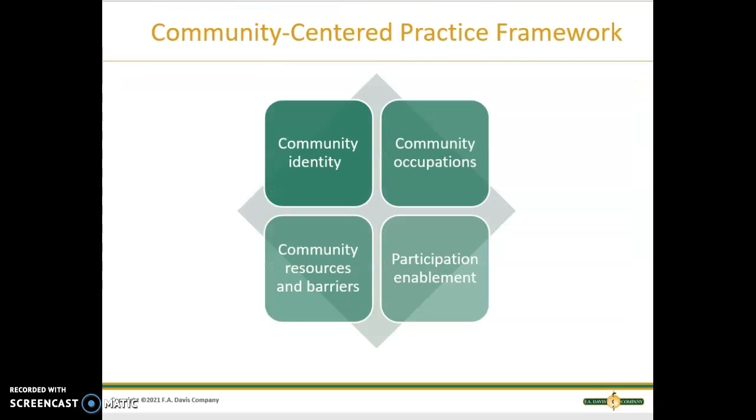Within this chapter, you will learn more about the community-centered practice framework. This framework identifies, first of all, the community. It explores community occupations. It assesses the community resources and barriers. And then it implements strategies for participation enablement.